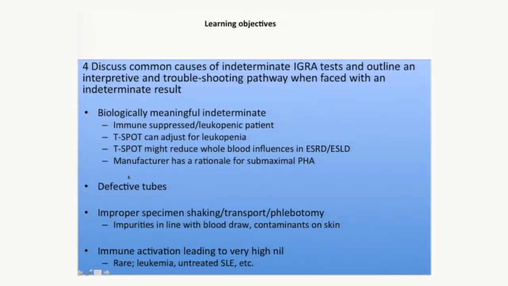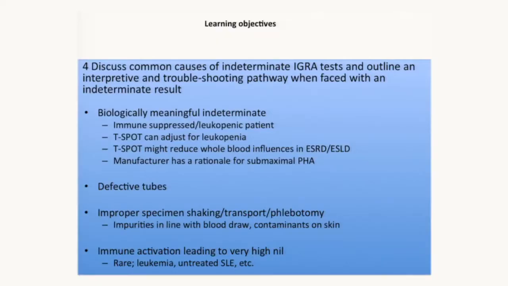There's always the issue with defective tubes. We've had 2 episodes of this in the last 24 months. Improper specimen shaking, transport, or phlebotomy. So if it's a system problem that you're noticing at your site or one clinic, it's worth looking at which clinic or who's involved with drawing the blood and making sure that they're educated to shake the tubes and transport the blood rapidly at room temperature to the lab.